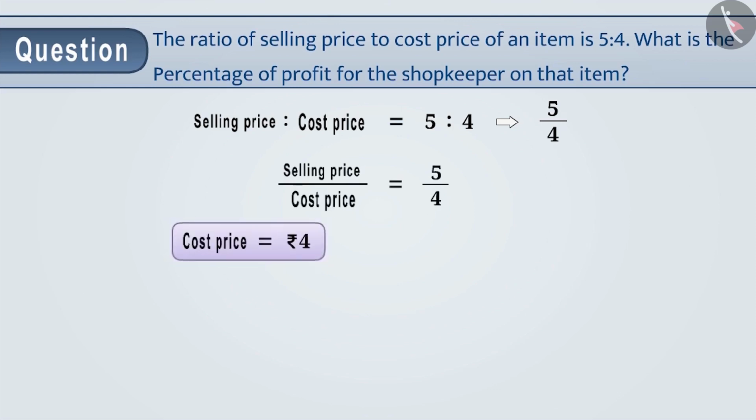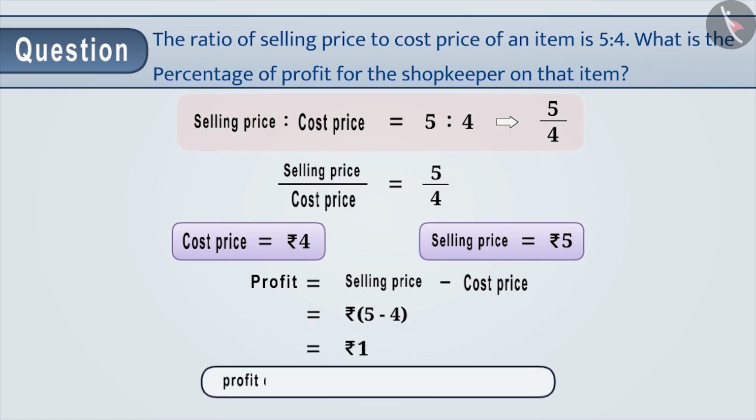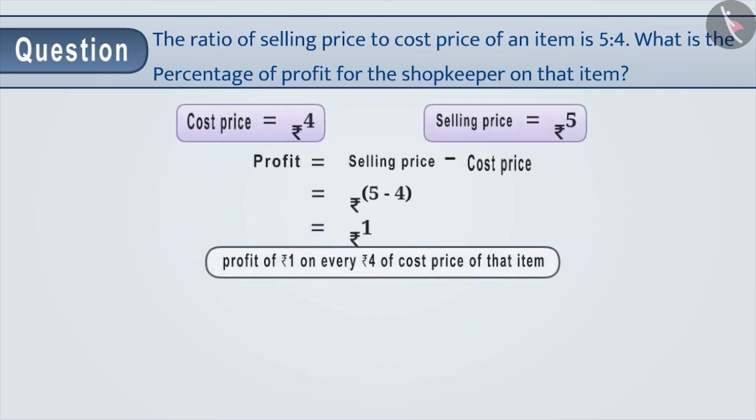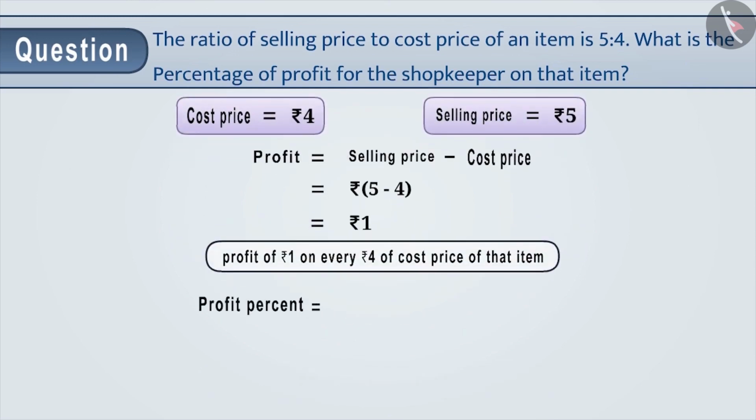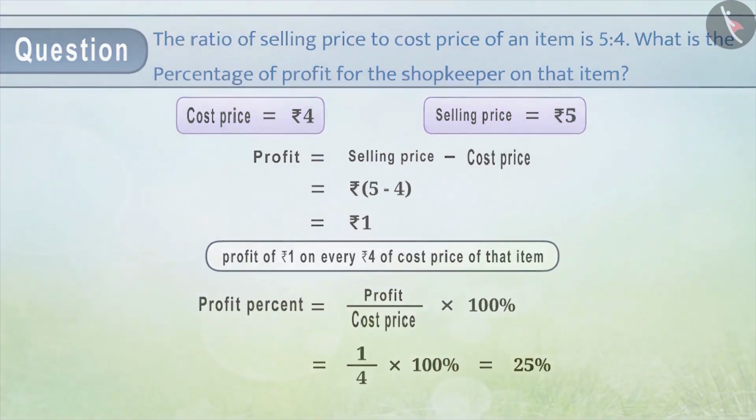If we consider cost price is equal to rupees 4, then the selling price will be rupees 5. Therefore, profit is equal to SP minus CP, which is equal to 5 minus 4, which is equal to rupees 1. We can say that there is a profit of rupee 1 on every rupees 4 of cost price of that item. So profit percent is equal to profit by CP into 100%, which is equal to 1/4 into 100%, which is equal to 25%. In this way, you can solve many examples very easily.